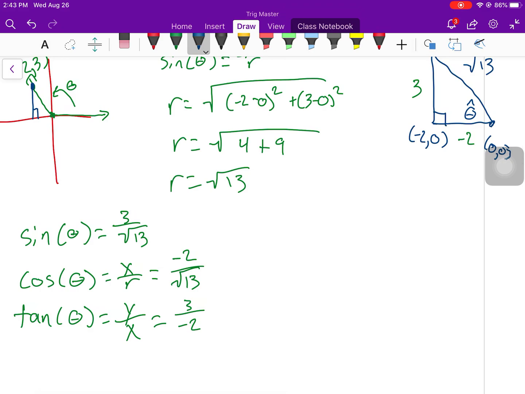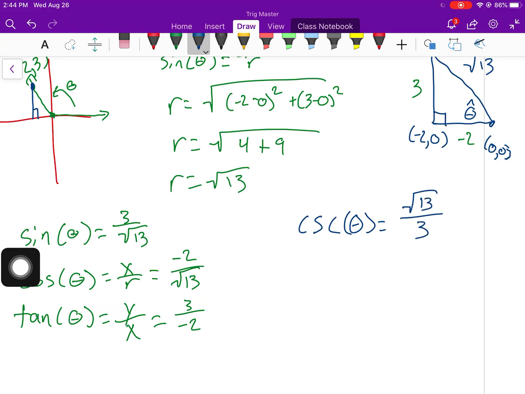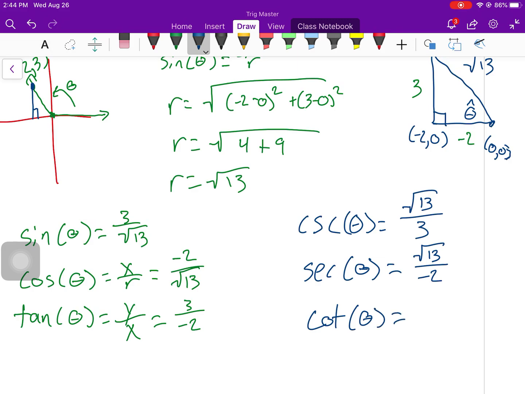Now, if I want to do the last three, the new ones, cosecant of theta, I just take sine of theta and flip it over. This is one of the reasons why we don't always want to rationalize. If I would rationalize that and then flipped it over, I would have had to re-rationalize and simplify and get down to square root of 13 over 3. Secant of theta, you flip over cosine. So that's square root of 13 over negative 2. And cotangent of theta is negative 2 over 3.